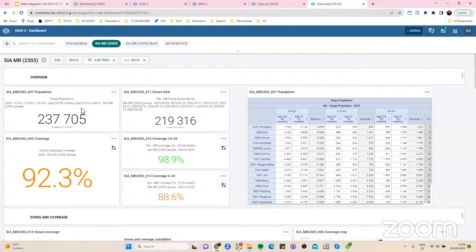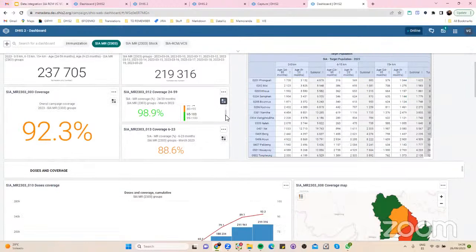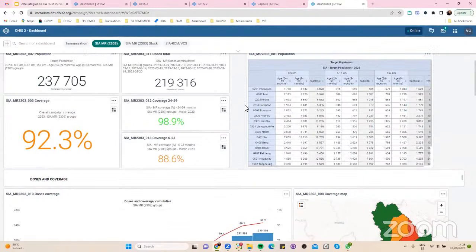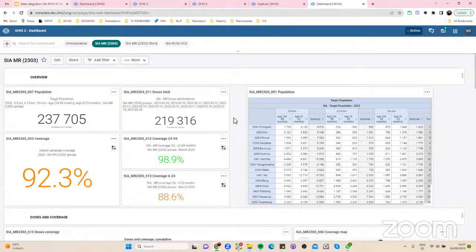So you have here, for example, your target population, how many doses were administered, your coverage. Of course, you can have legends that will allow you to see, with different colors, the kind of coverage you might have. Here, of course, I pushed the data to the limits just to give you a preview of what type of information you can extrapolate.